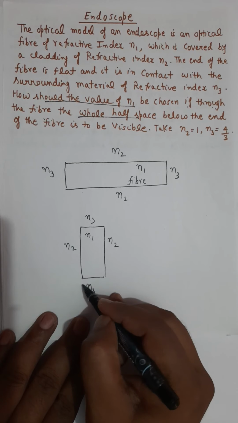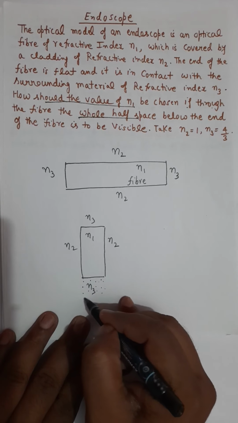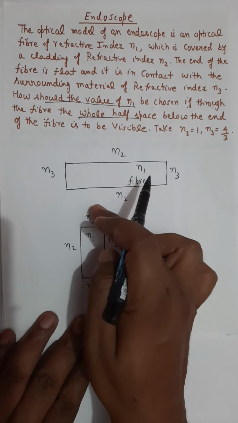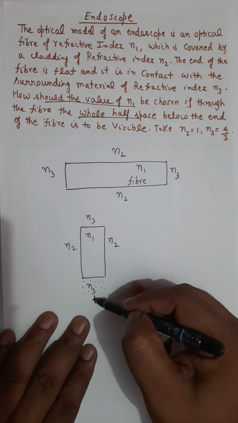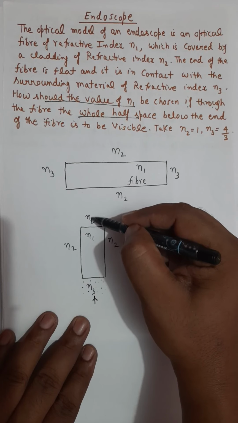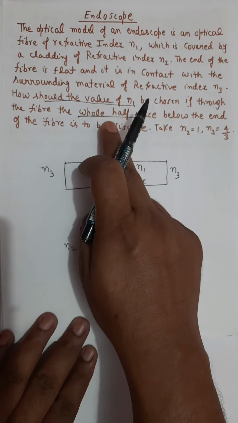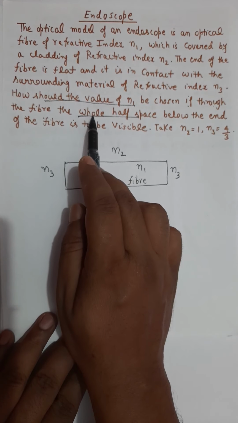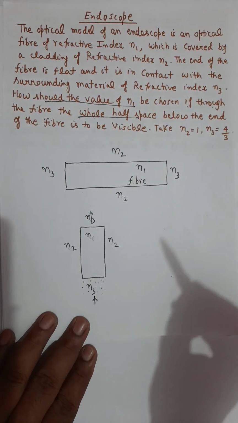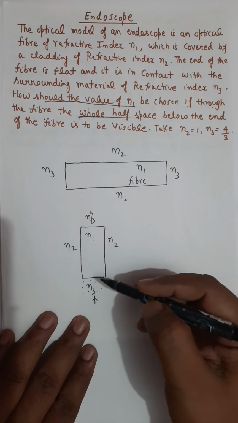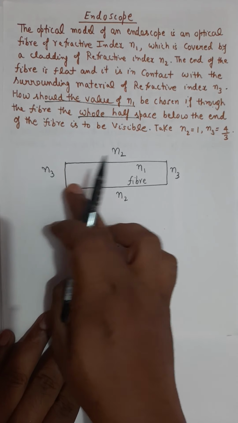So below the end, that means every point below this end should be visible from the top side. In other words, any ray which is leaving from this side should exit on the other side. Then only the conditions given in the question can be fulfilled. The whole half space below the end of the fiber is to be visible. So both are the same diagrams. I will work with this diagram.